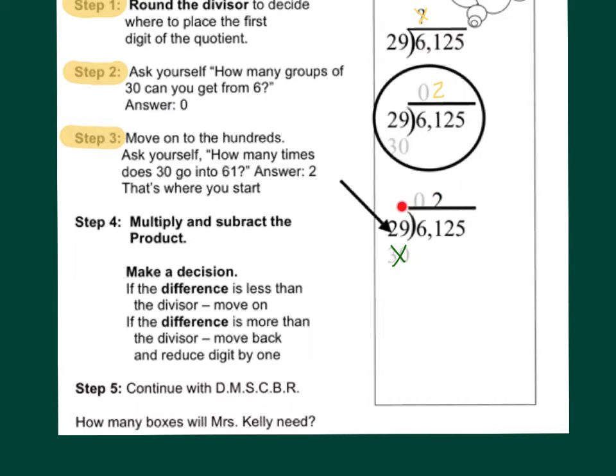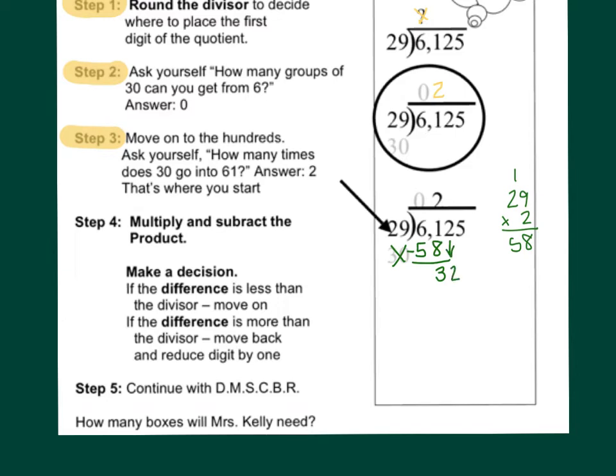I'm going to multiply 2 times 29, and I'm going to have to do that off on the side. I would highly recommend using graph paper for this. Once I multiply 29 times 2, I get my answer of 58. And now I can subtract just like I normally would. I'm going to get 3, and I'm going to check, and I can see that 3 is less than 29, so I can move on to the next step and bring down my 2.